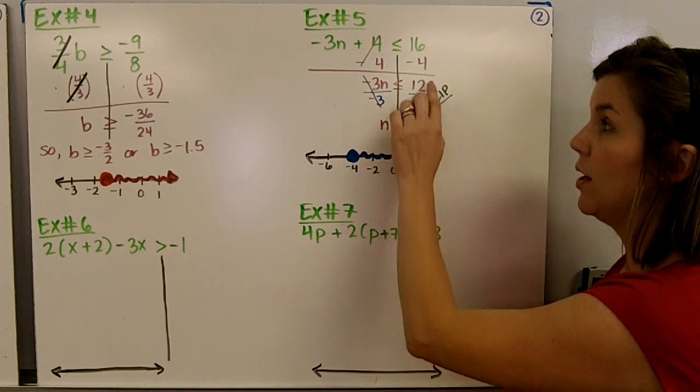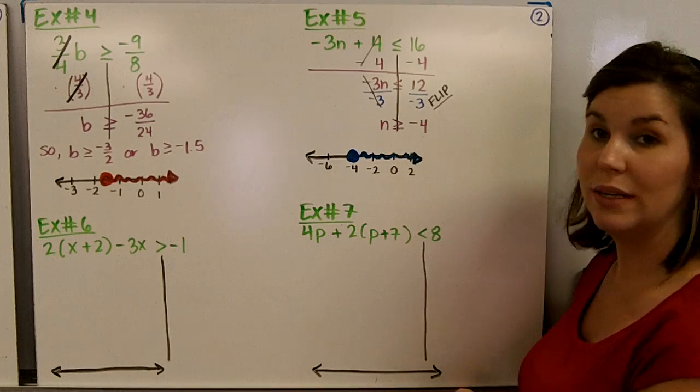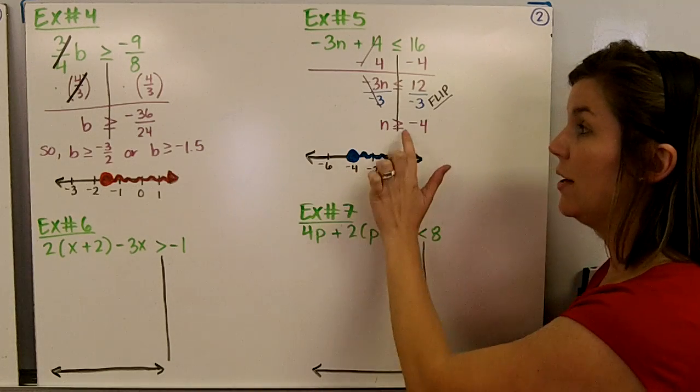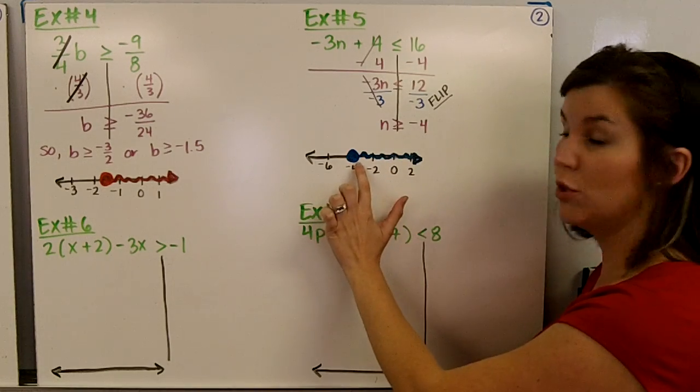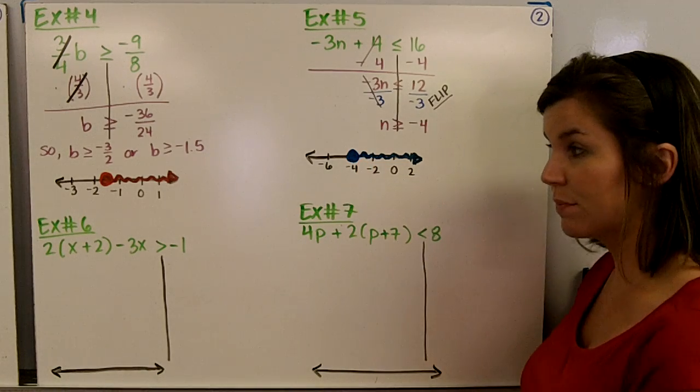12 divided by negative 3, a positive divided by a negative, is a negative. So n is greater than or equal to negative 4. Graph your solution. Negative 4 on the number line, closed circle because I have an equal to part, and shade everything greater than, so to the right.